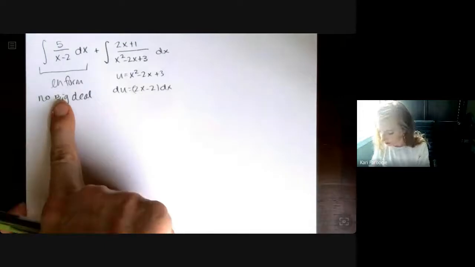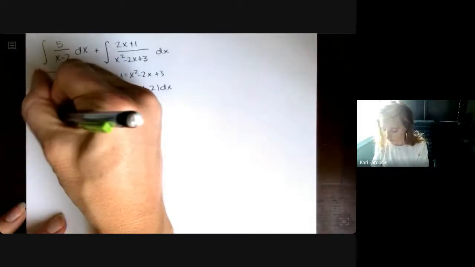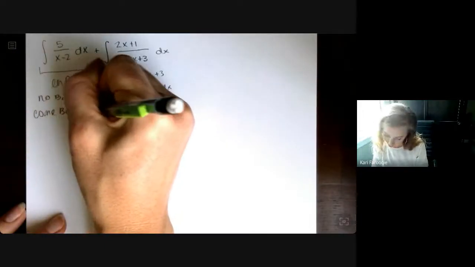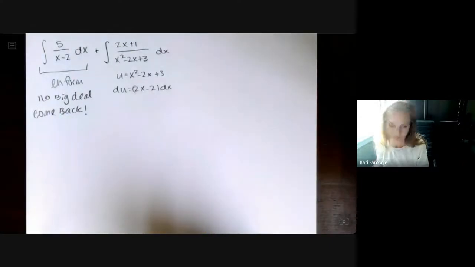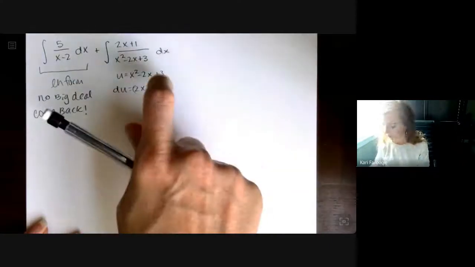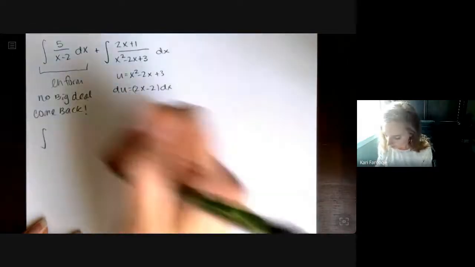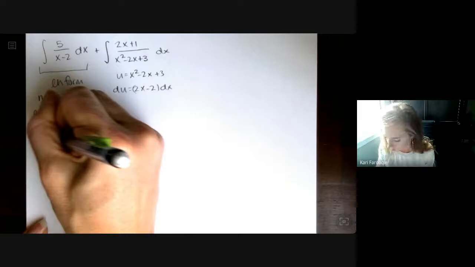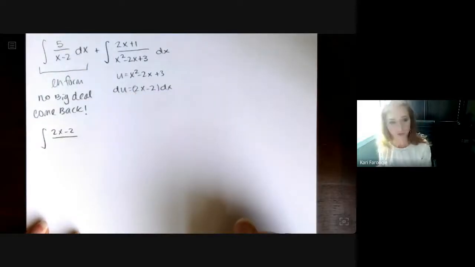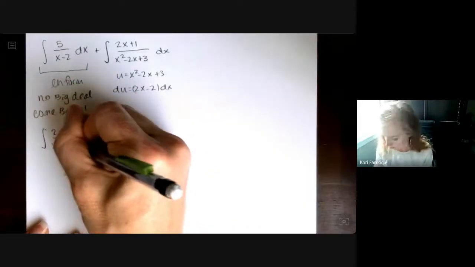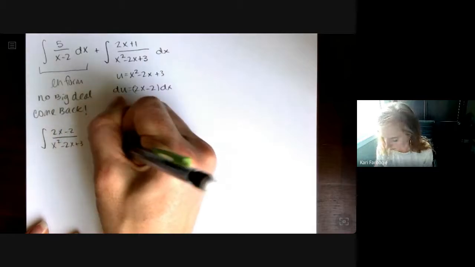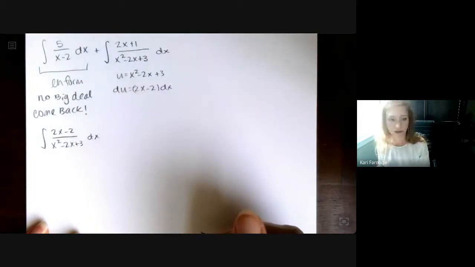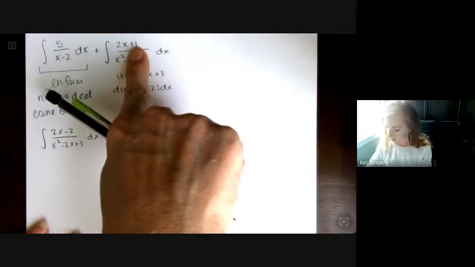I'm going to hold off on this. I'm going to say come back. Don't forget about it. But for right now, I'm going to head over here. I'm going to rewrite this integral as 2x minus 2, because that's what I need there, divided by x squared minus 2x plus 3 dx. That's a natural log, du over u. Fine. But we had a plus 1.